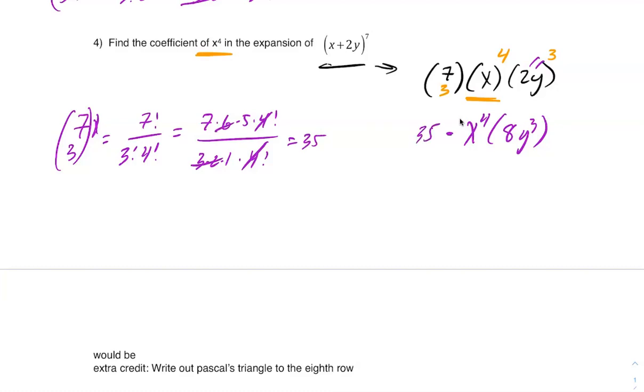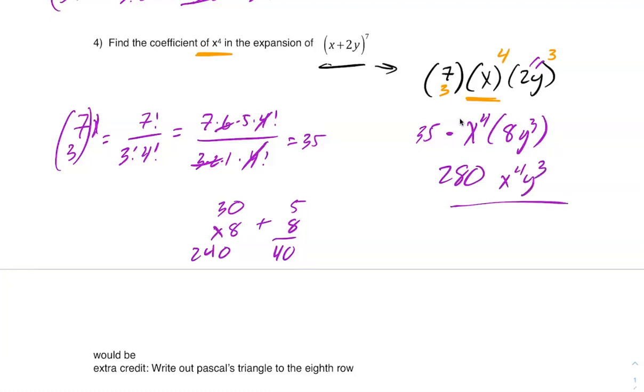And then we get this, and then you multiply them together. So 8 times 35. The way I would do this, by the way, if you're wondering how do I do 35 times 8? Just 30 times 8 plus 5 times 8. That's all I'm doing, because you can break it up. This is 40. That's a lot easier. And then this would be 240. So I get 280 x to the fourth, y to the third.